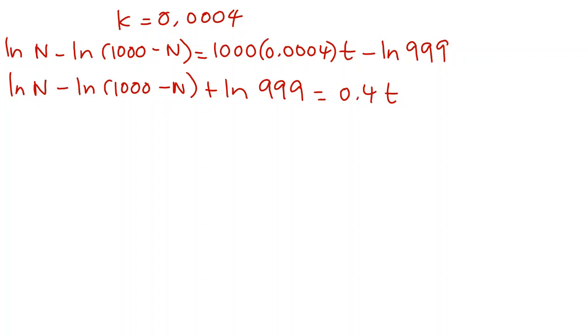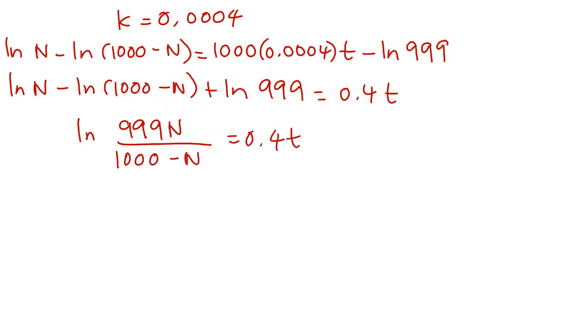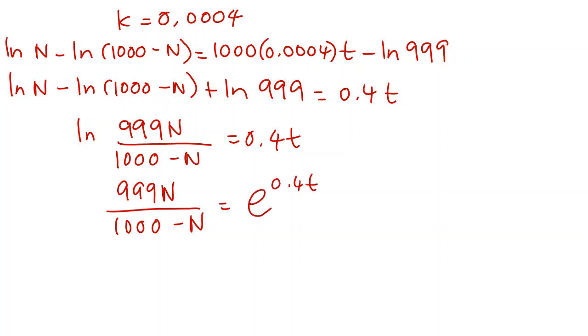Okay, so we're going to simplify now. So this equals ln 999n over 1000 minus n equals 0.4t. So 999n over 1000 minus n equals e to the power of 0.4t. Okay, so we're going to simplify this.